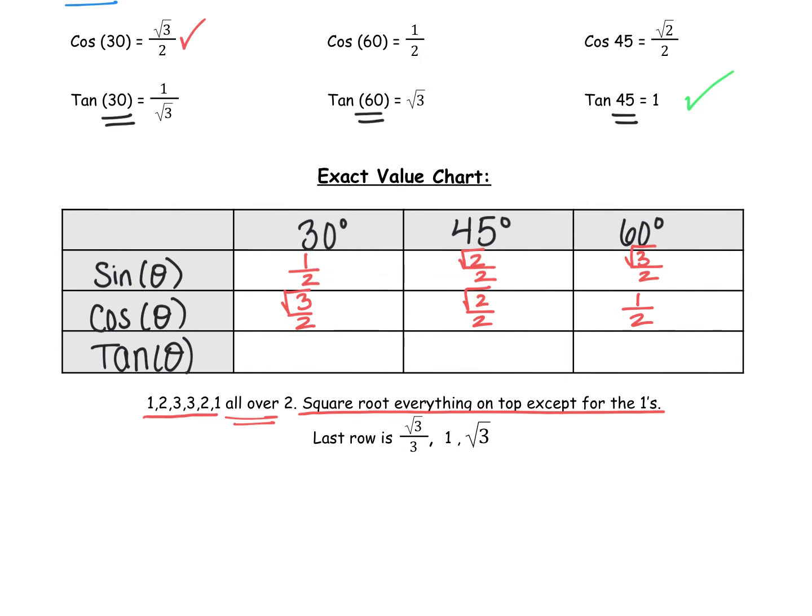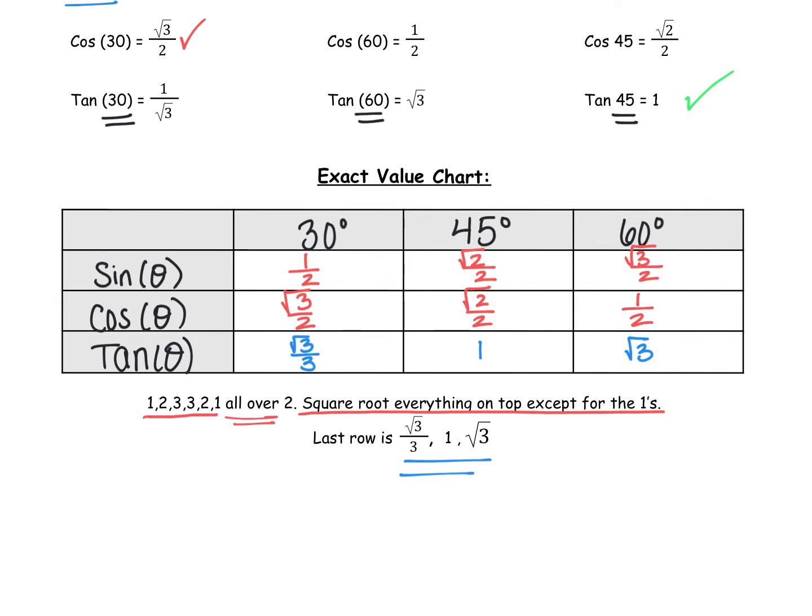And then the last row we just have to memorize is rad 3 over 3, 1, and then rad 3. And that's my last row. So it's not too bad to memorize. We'll practice it in class, but the more you practice it, the easier it'll be. But I think it's quicker to memorize this than it is to memorize those triangles. All right, let's put this into practice now.